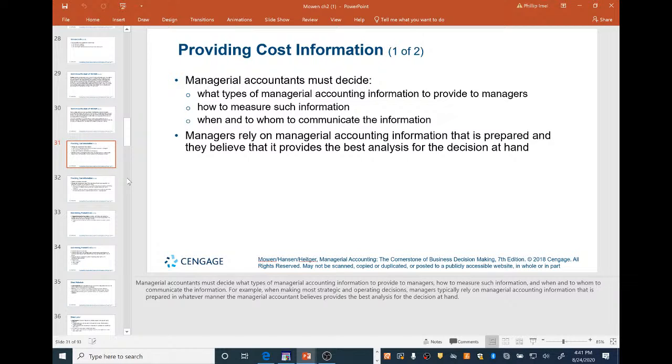Managers rely on managerial accounting information that's prepared, and they believe that's going to ultimately provide them with the best means of making an upper level decision, based upon whether they're going to bring in a new product, discontinue one, make a change to one, or whatever it might be, produce more of the same product with a break-even point. There are all kinds of different things we could be talking about here.